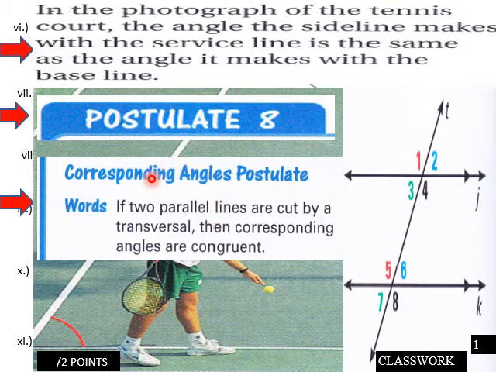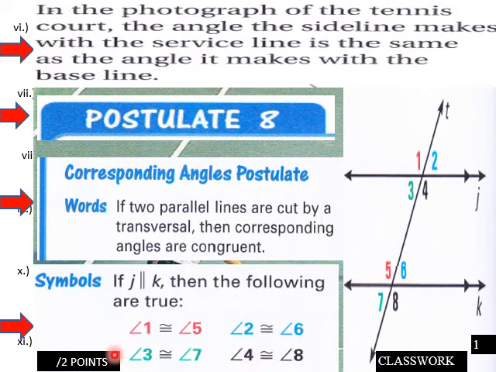Corresponding angles postulate. If two parallel lines are cut by a transversal, then corresponding angles are congruent. So this one and this one, this one and this one, 2 and 7. And then 3 and 6, and then 1 and 5, 4 and 8. If J is parallel to K, then the following are true. Here are your congruencies.